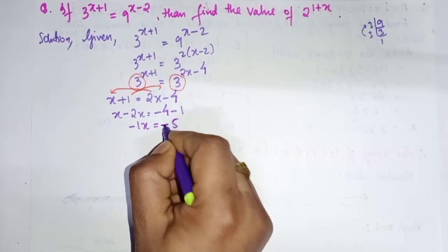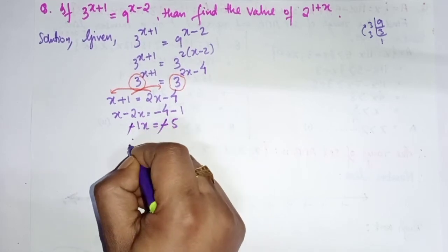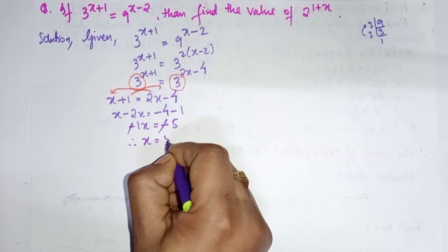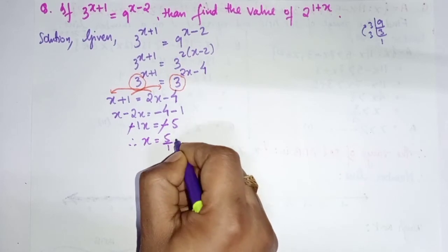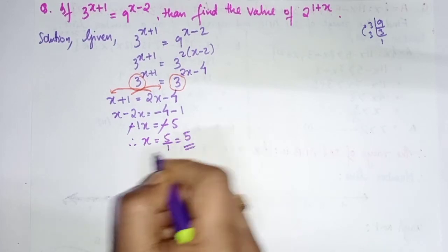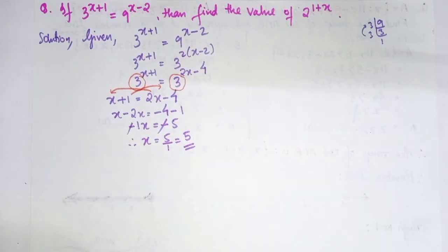But what will be the sign? Minus only. So this gets cancelled. Therefore x equals 5 upon 1. 5 upon 1 is nothing but 5. So therefore I got x equals 5.